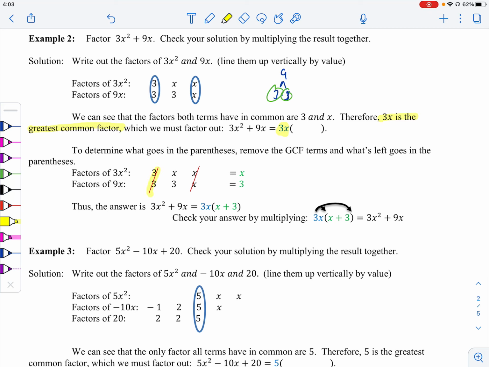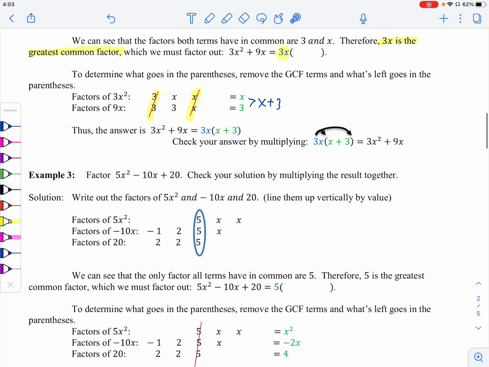After we cross these out, we're left with x and 3, right? So together, that's x plus 3, right? And that's why we put it in the parentheses, right there, x plus 3. Yeah, so that's how we got our answer.